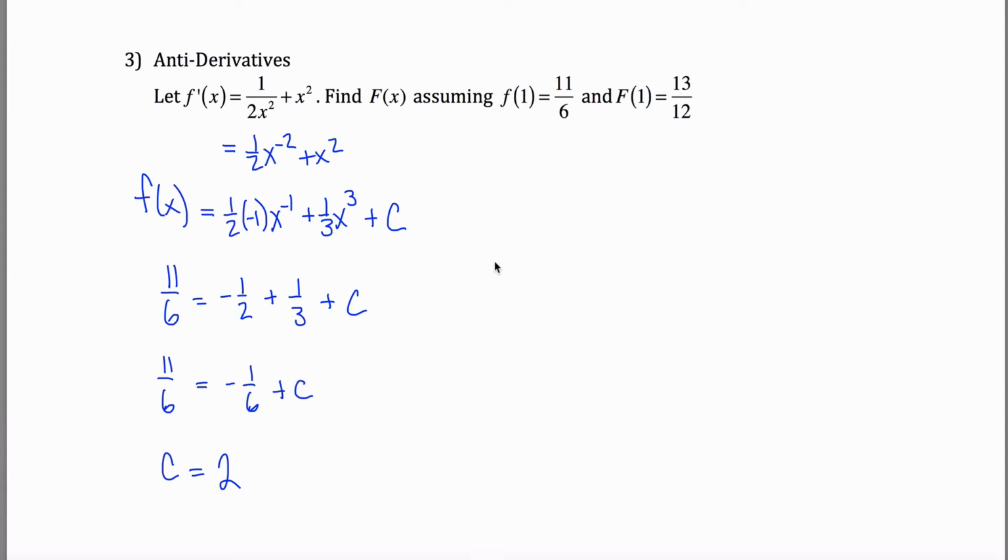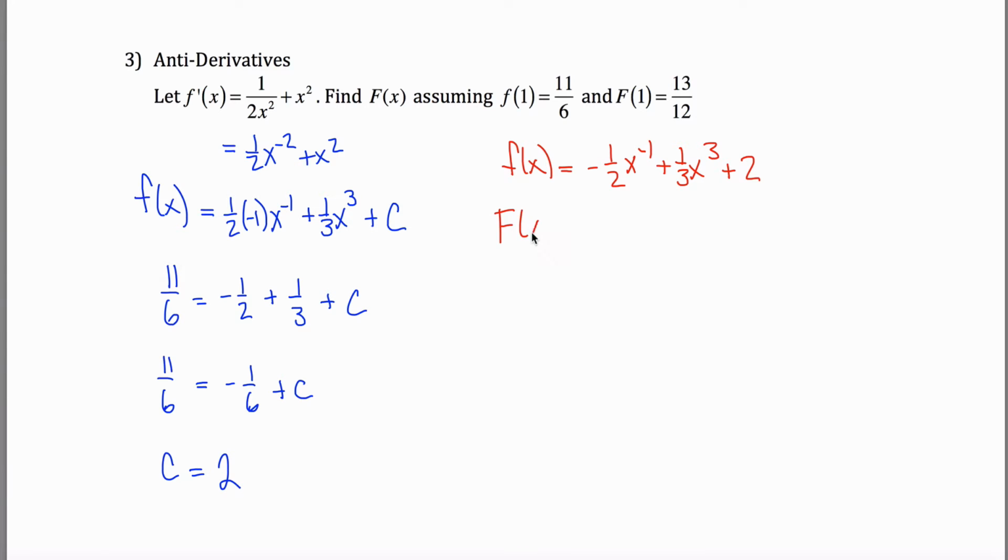And that's great and all, but that's not the answer. That's just your function. You want to know the antiderivative. So to figure out the antiderivative, let's write this somewhere. My function is negative 1/2 x to the negative 1 power plus 1/3 x to the 3rd power plus 2, which is what I solved for c to be.